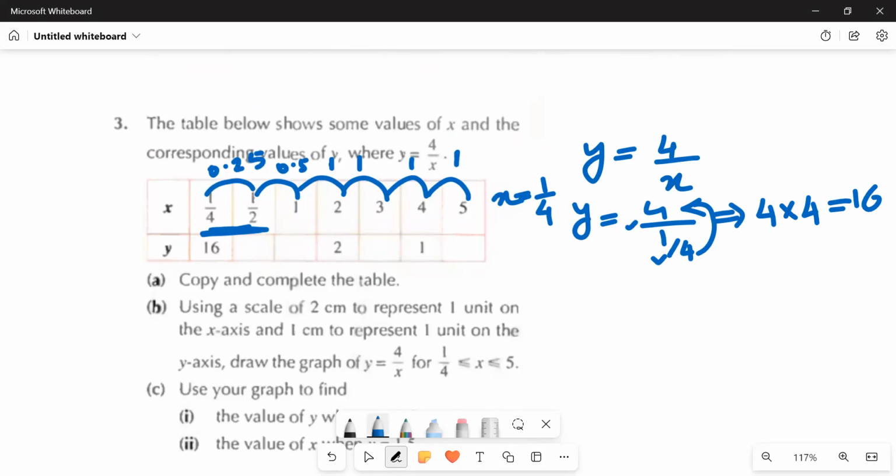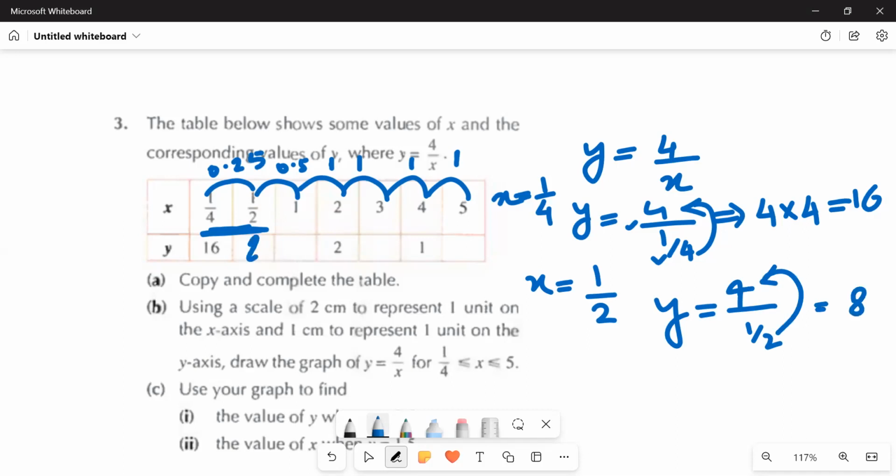Now this first value is 16, and the second value you can find here by putting x is equal to 1 by 2. So this is the function we have, 1 by. So here this 2 will multiply with 4. So it will be 8. Okay, this value will be 8. And for the other value, if we are putting 1 here in the function, it is 4. If you are putting 2, it is 2.